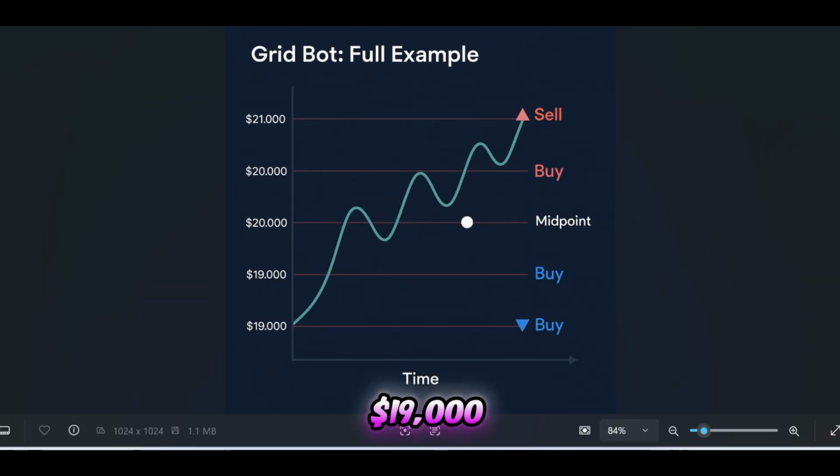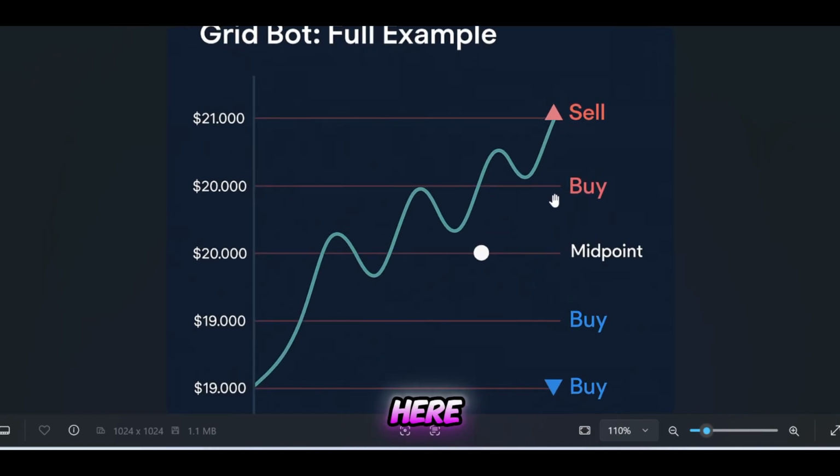At the bottom, we have $19,000 and 19,500, or buy zones, marked with downward arrows. In the middle, we have 20,000. That is the neutral zone, the current market price when no order is placed. At the top, we have 20,500 and $21,000 as sell zones, marked with upper arrows. Like you can see the arrows going up over here. So as the price moves across these levels, the bot buys on the way down and sells on the way up, consistently capitalizing on volatility.